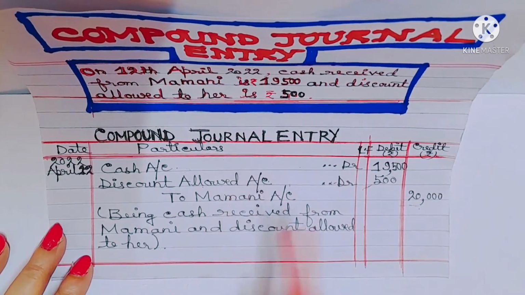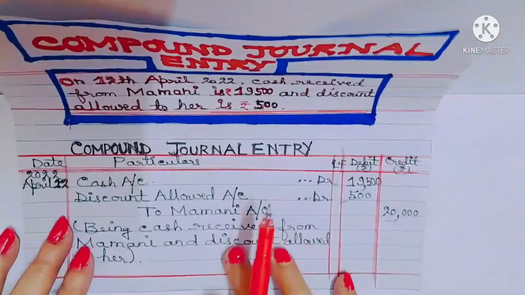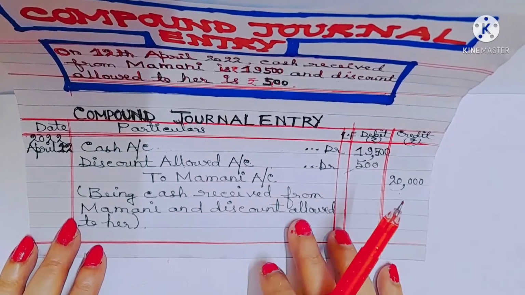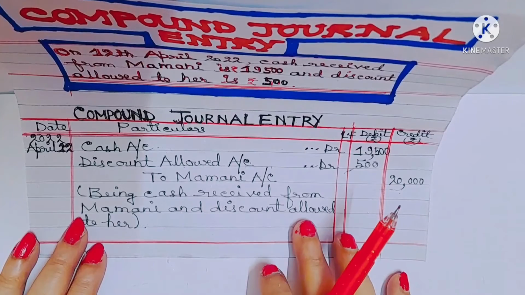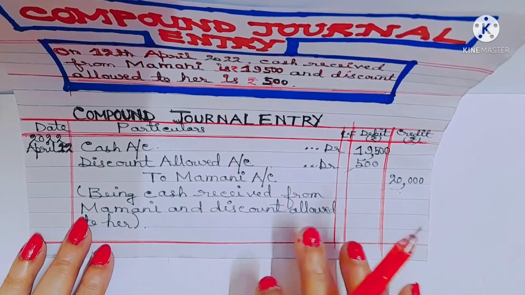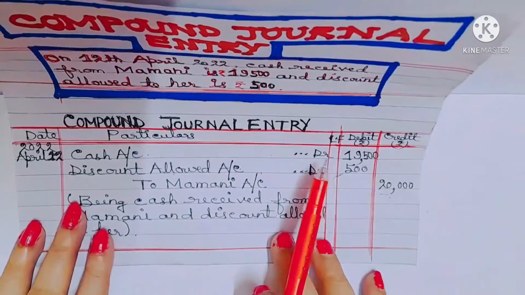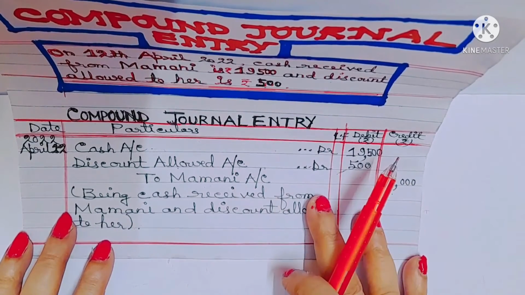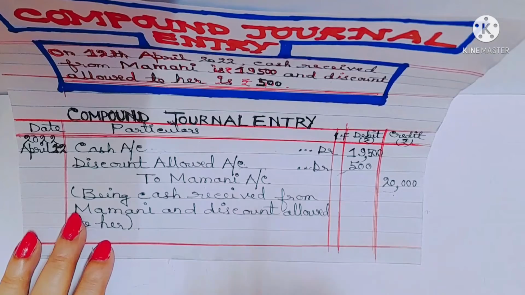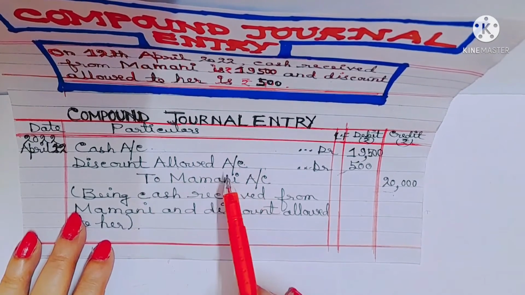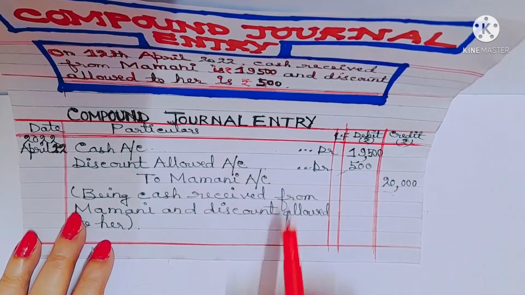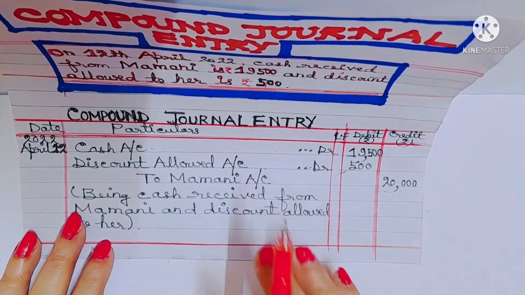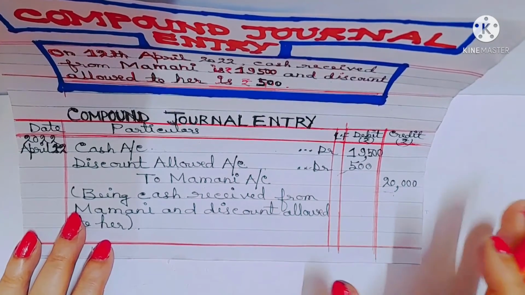This is the reason I'm doing compound journal entry, just to show you how to make ledger posting of compound journal entries. Understood? Now we are preparing Mamuni account. Mamuni account is on the credit side. So on the opposite side, both accounts, cash account as well as discount allowed. So cash account will be on the credit side and discount allowed will be on the credit side as well.